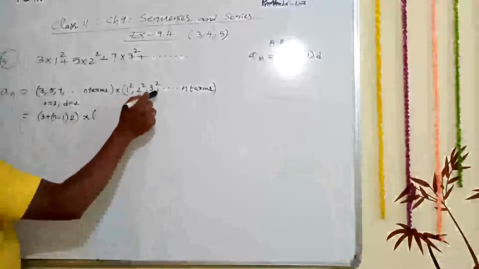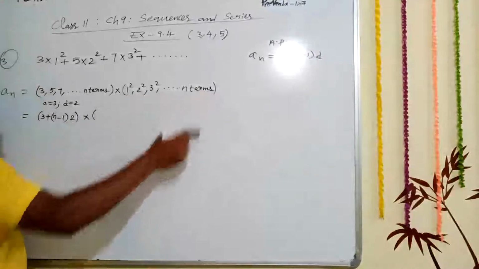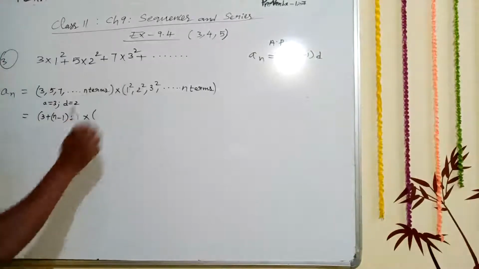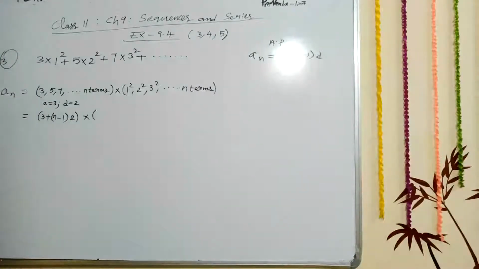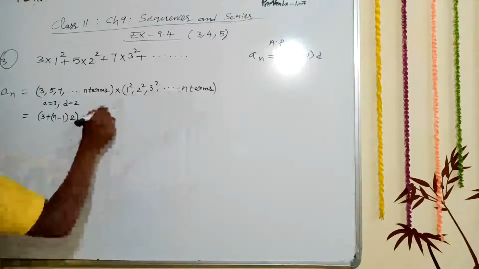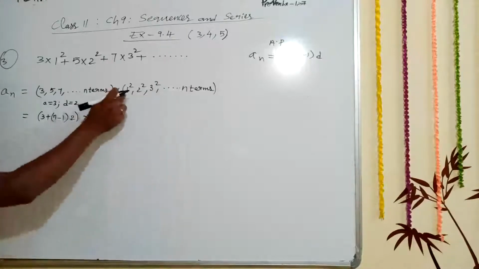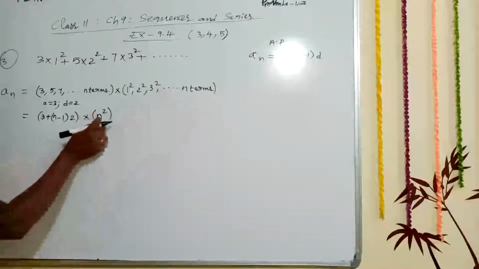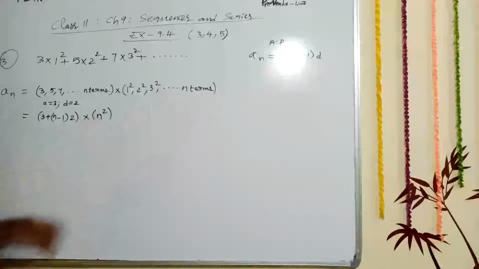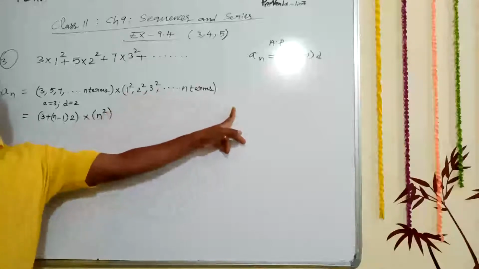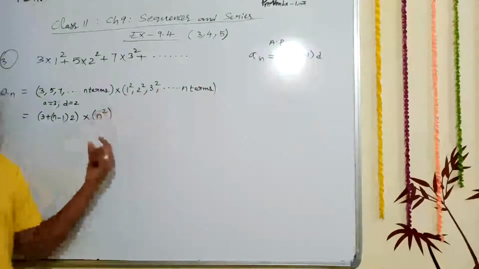1 square, 2 square, 3 square, and so on up to n terms is called n square. So you can directly write that as n square. Now I'm directly writing this one as n square, because each number is squared, so directly it is going to be n square. See, 1 square, 2 square, 3 square, last term, what is there? n square. That is nothing but your a.